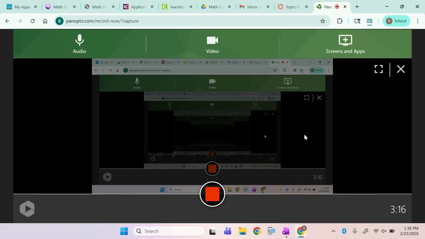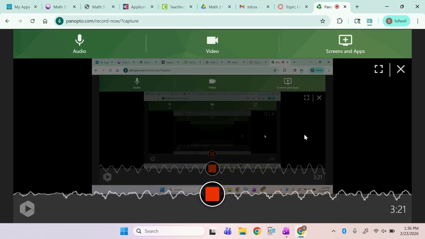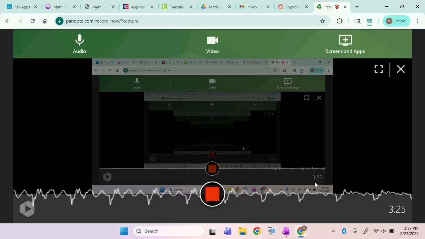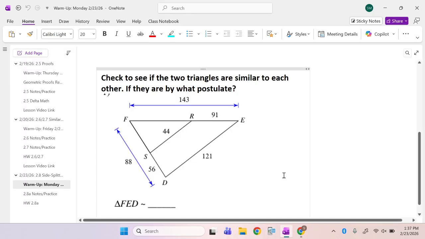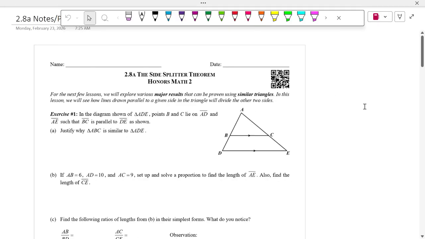All right. So today we're talking about side splitter. Like I said, it goes along with a lot of the current material. It's just one of those theorems that come from similar triangles. So I hope you guys are decent with proportions, because that's a lot of what today's going to be. All right.